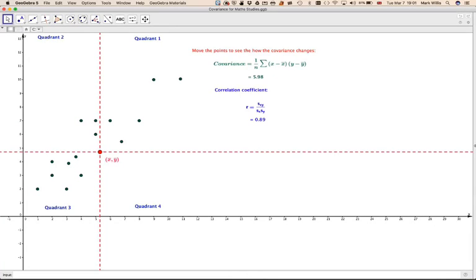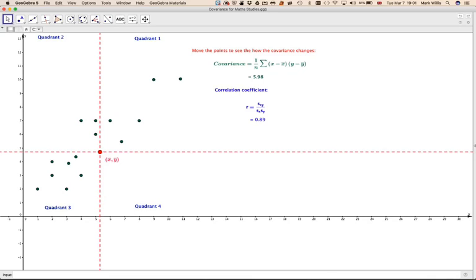Right, in this video I'm going to try to explain what covariance actually is in a simple way. Here we've got a set of data points, and someone has worked out the mean value of all the x coordinates and the mean value of all the y coordinates, and plotted that point on the graph. What that does is split this into four quadrants. This is known as quadrant 1, quadrant 2, quadrant 3, quadrant 4.